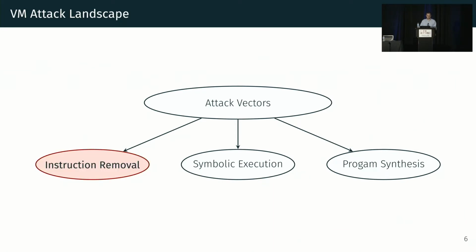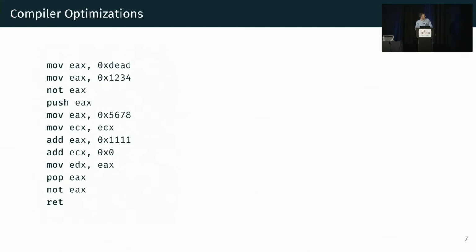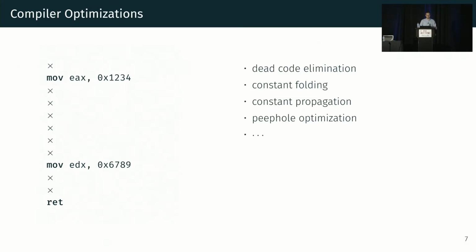Starting with instruction removal, here we have a handler on the left side, and when applying compiler-like optimization passes onto this, for example, dead code elimination, constant folding, constant propagation, or peephole optimization, as you can see, we can get rid of most of the instructions and boil it down to a mere 3 instructions in the handler. This may sound simple, but it's actually a very powerful technique, and you can come by and try this on most state-of-the-art tools and get surprising results.